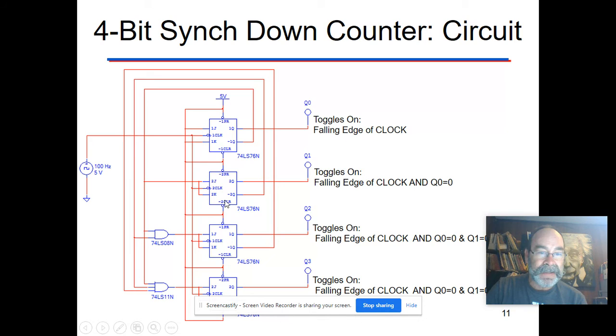The key is a down counter uses the not Q. An up counter uses Q. So an up counter uses Q for both the probe and looping around to the next one. A down counter, Q goes to the probe, not Q will loop back around into the next JK flip-flop.